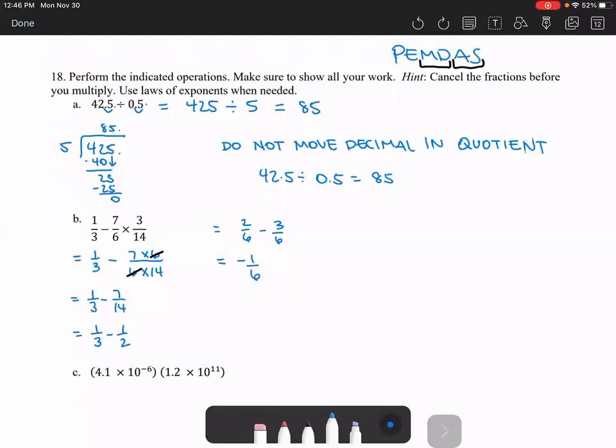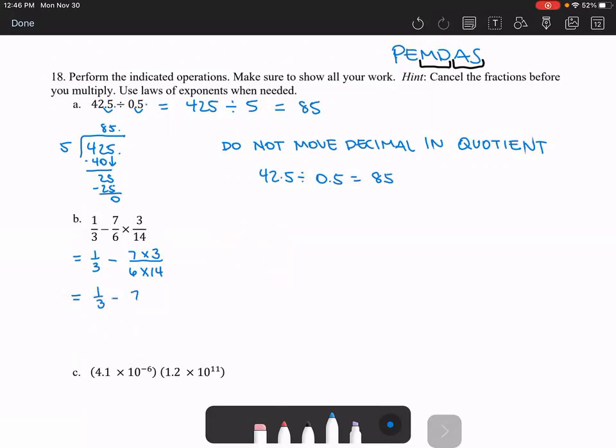I'm sorry, I miswrote almost all of this because it wasn't 6 over 14, it was 3 over 14. Sorry, that should have been a 3 that whole time. Okay, so sorry, that's really a 3.